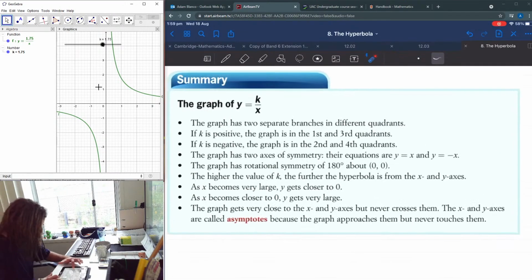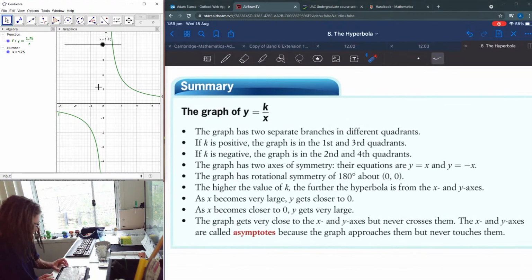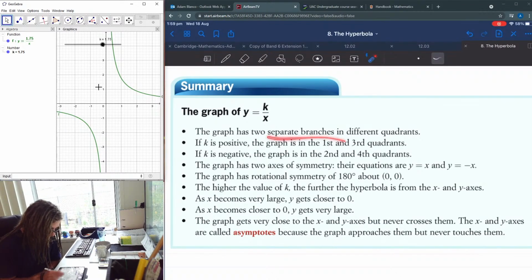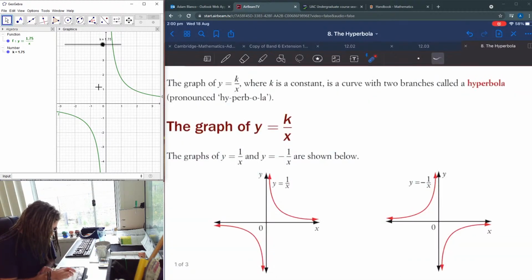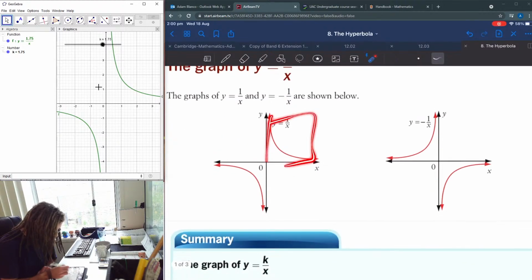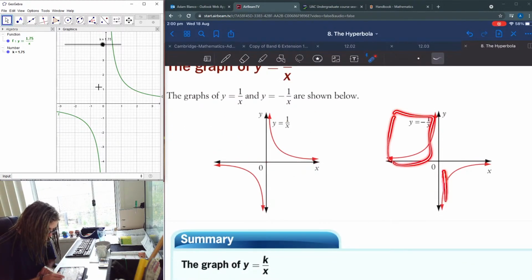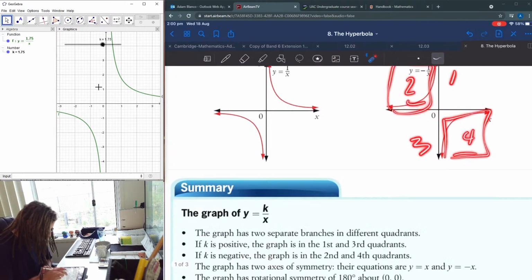And then I just wanted to go over this. I'm not going to write all these because some of them are pretty intuitive, I guess. It basically says this has two separate branches in different quadrants. If k is positive, then the graph is in the first and third quadrants. So that's what I was saying here. For the positive case, it's in these two. The negative case, it's in the second and the fourth quadrant.